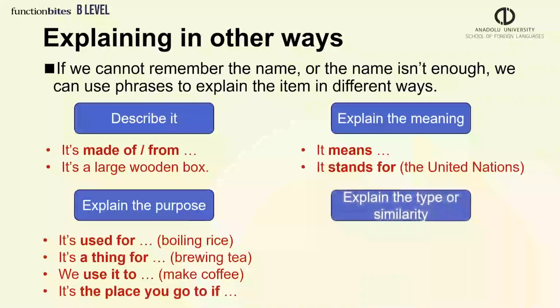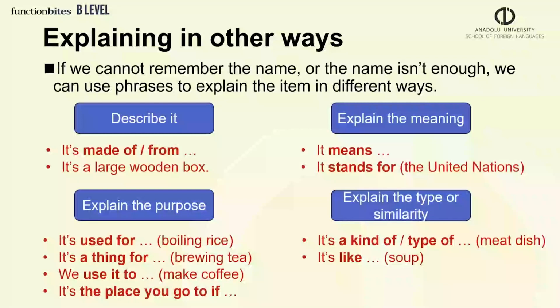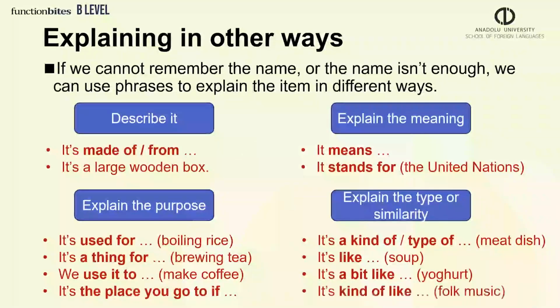We can explain the type or the similarity of the thing. It's a kind of or type of meat dish. It's like soup. It's a bit like yogurt. It's kind of like folk music.